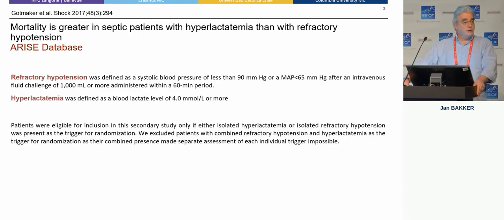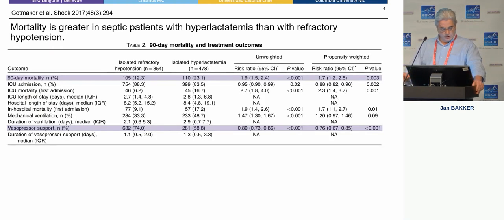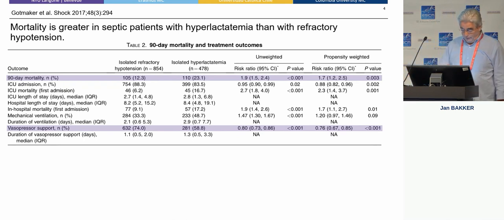This is a more recent reanalysis of the ARISE database, and they basically did the same. They looked at patients that did not respond to fluids with an increase in blood pressure and remained hypotensive. And they looked at patients with a blood lactate of 4 or more without specific hypotension. If you then look at the 90-day mortality that they analyzed in this study, you see a large group of patients, isolated refractory hypotension, 850 patients, and isolated hyperlactatemia.